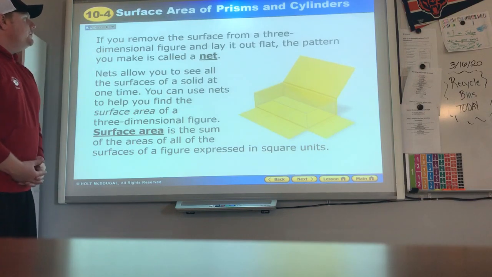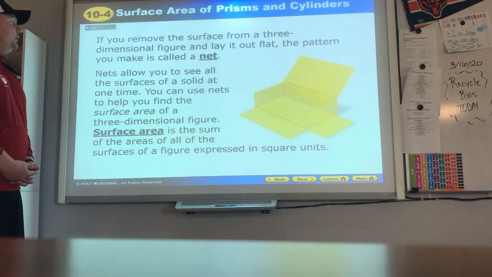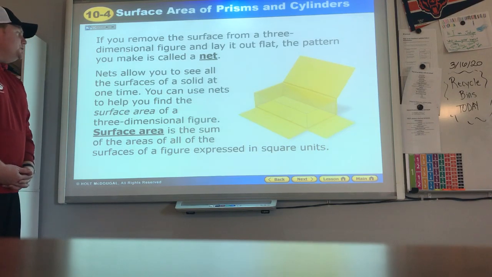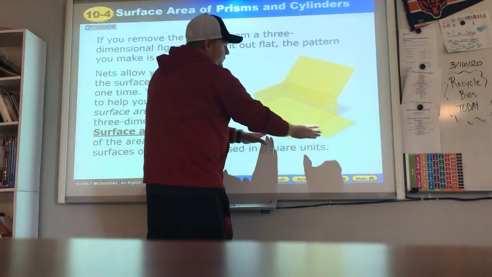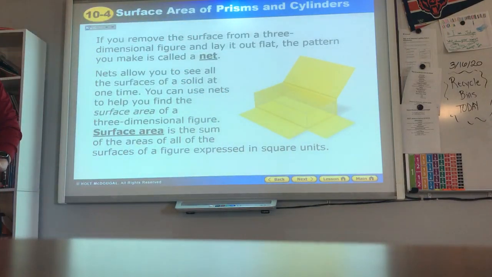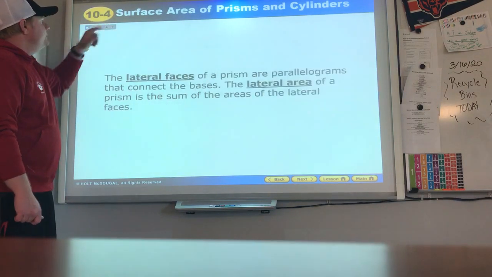If you remove the surface from a three-dimensional figure and lay it out flat, the pattern you make is called a net. Nets allow you to see all the surfaces of a solid at one time. You can see they've unfolded the front part of the box, and if we fold the others down, we would see there are many extra shapes there. Finding surface area of three-dimensional figures is the sum of all the faces or the surfaces of the item.